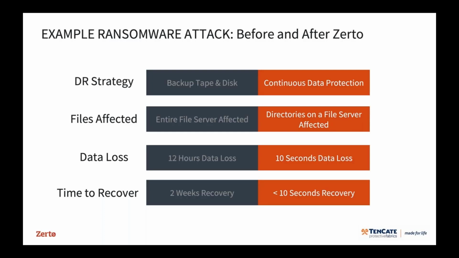Shortly afterwards, they were hit with a more advanced form of CryptoLocker. Instead of an entire file server being affected, only the actual directories of the server were affected. But they went from facing 12 hours minimum of data loss to only 10 seconds. And instead of taking weeks to recover, the 2 weeks that they had before, it took less than 10 seconds. So they went from weeks of recovery and hours of data loss to just a few seconds.